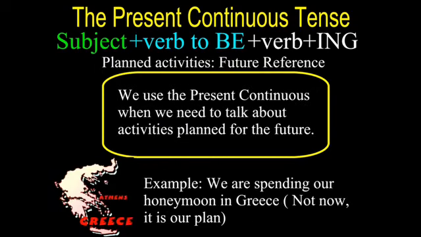We also use the present continuous tense to talk about planned activities for future reference. We use the present continuous when we need to talk about activities planned for the future. For example, we're spending our honeymoon in Greece. Not now, it is our plan.